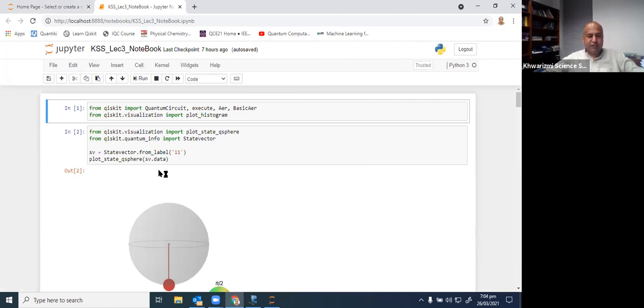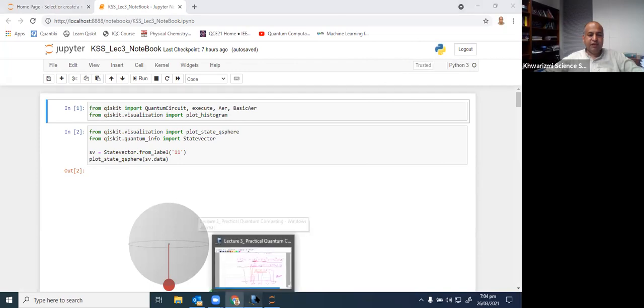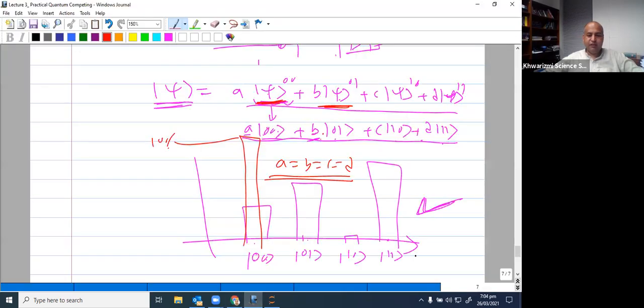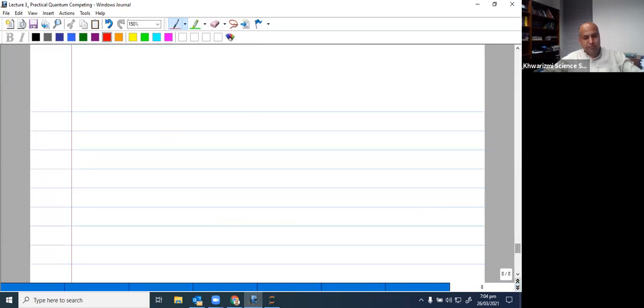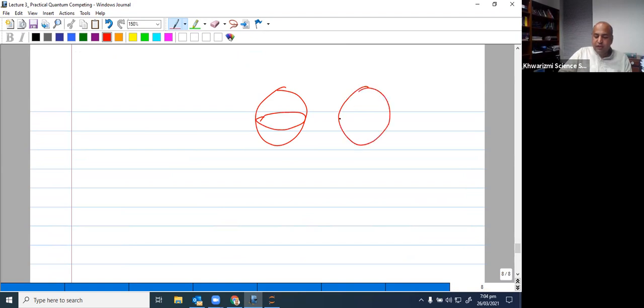Actually, there's one more thing that now I realize I had to discuss, and that is how to represent multi-qubit states, how to visualize them. Previously, we know that we can visualize states on the Bloch sphere. If we have two qubits, we can similarly represent those states on two Bloch spheres, one Bloch sphere for qubit A, the other for qubit B. But this has a problem.